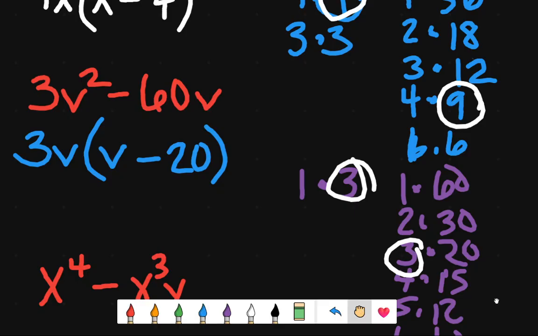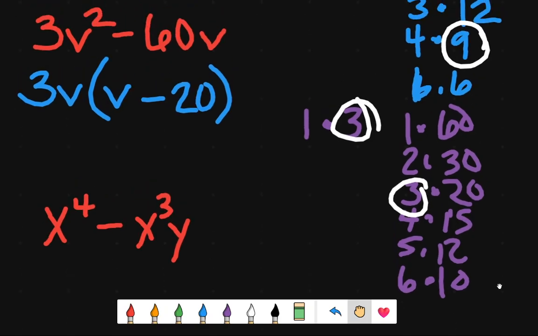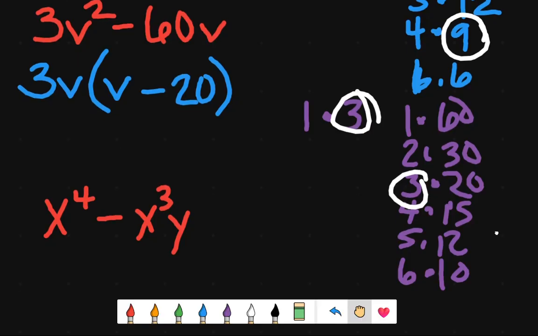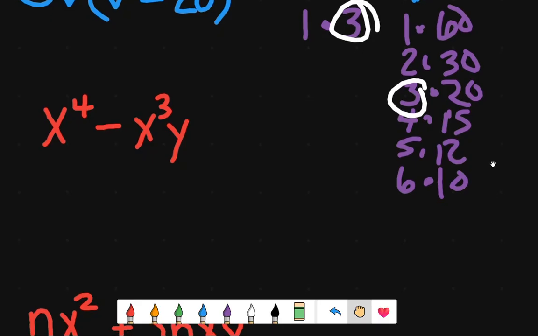All right, now let's go to what may look a little more complicated because we don't have a coefficient that is greater than 1 here like we had in the other ones. So now we just have the variable and we have the exponent, but the coefficient is 1. The number in front of these variables are 1, but we don't have to find the greatest common factor for 1 because it's going to be 1, right? So now let's see, x to the 4th minus x to the 3rd times y. All right, this is when we get our practice in a little bit more.